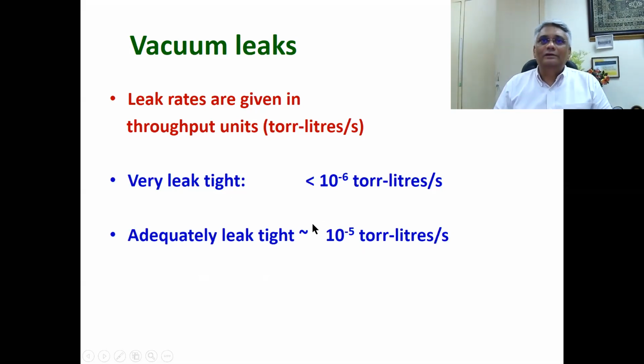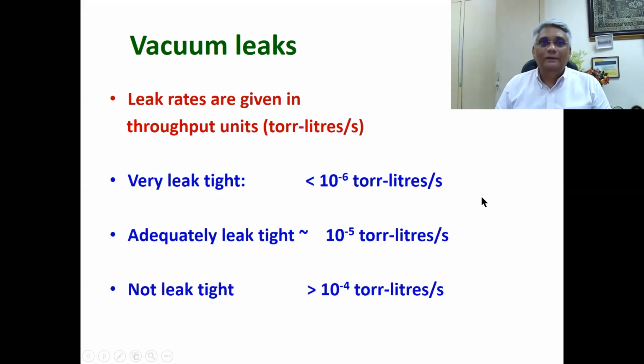Adequately leak tight is something of the order of 10⁻⁵ torr liter per second, and greater than 10⁻⁴ torr liter per second is not leak tight at all. You have to go back and check your system, various ports that I've shown. There must be some leak happening somewhere. Vacuum leak testing again is a completely separate field. You need to have helium detectors to detect vacuum leaks.